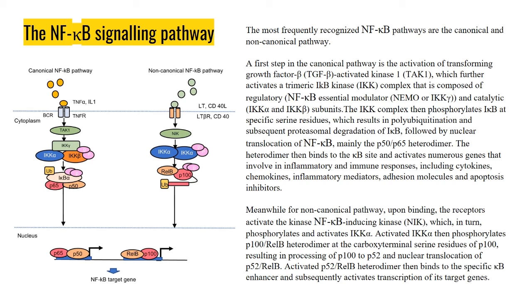The IKK complex then phosphorylates IkB at specific serine residues, which results in polyubiquitination and subsequent proteasomal degradation of IkB, followed by nuclear translocation of NF-kB, mainly the P50/P65 heterodimer. The heterodimer then binds to the kB site and activates numerous genes that are involved in inflammatory and immune response, including cytokines, chemokines, inflammatory mediators, adhesion molecules, and apoptosis inhibitors.